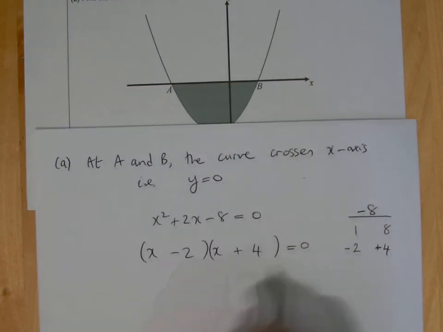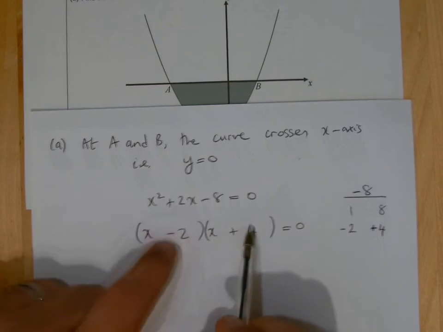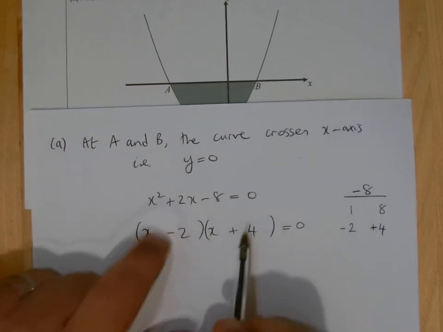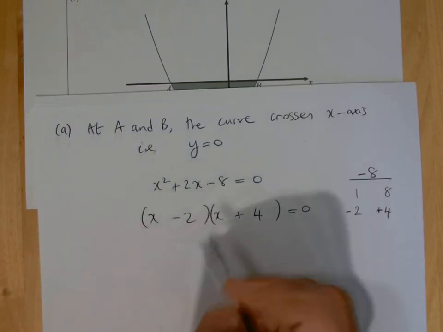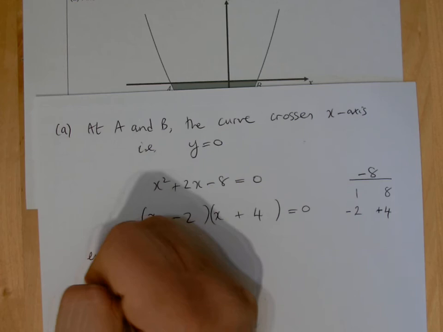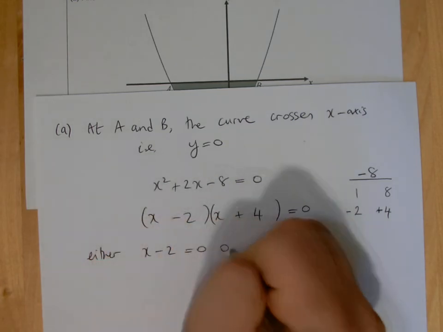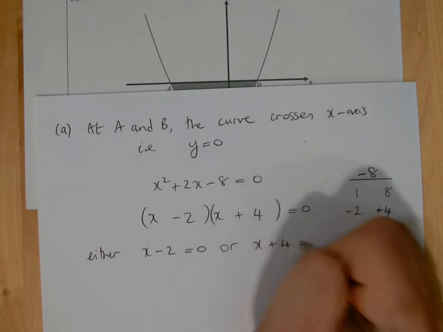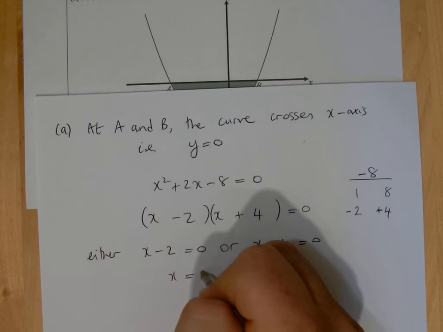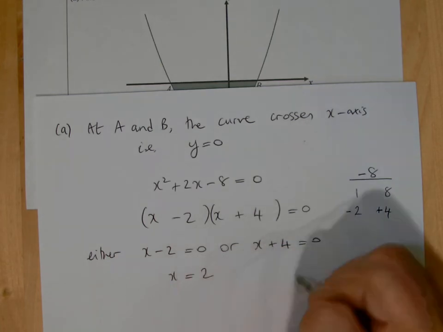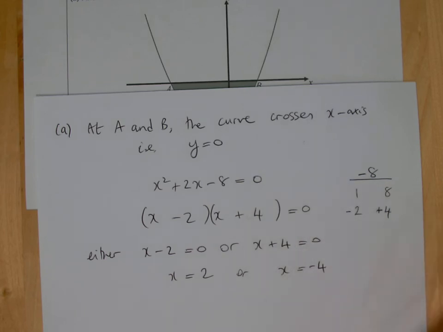And of course, when we've got two brackets equal to 0, we can solve it, because essentially brackets are times together. So you've got two things multiplied together equals 0. That means either the first bracket is equal to 0, or the second bracket is equal to 0. So in other words, x will equal 2, if I bring that over, it becomes positive 2, or x will equal, if I take that over, negative 4.